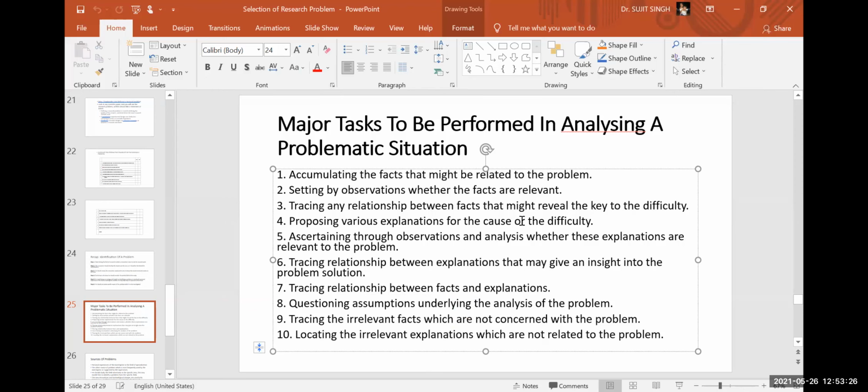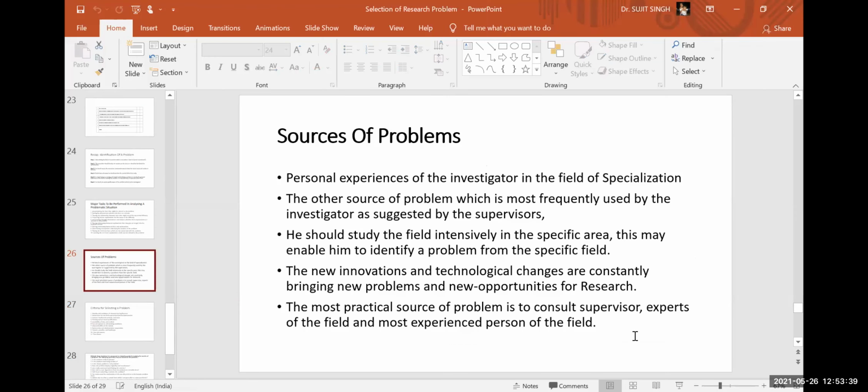Now coming to our basics, the fundamental question we are discussing: how to identify the problem. Again, that may be your personal experiences. You have seen some problem somewhere in some industry, your neighborhood, or somewhere in your college, in your workshop, whatever that may be. So that can be a research problem to solve.